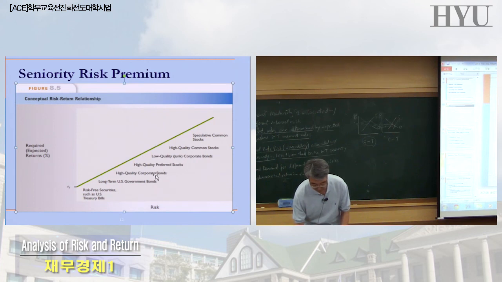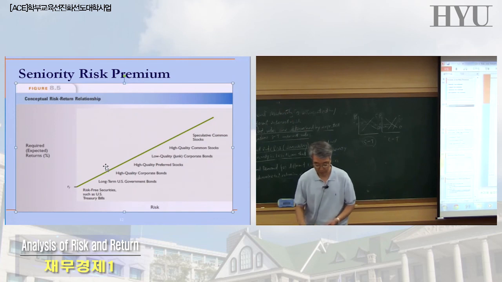So the story is corporate bonds are less risky than the preferred stock. But at the same time, the corporate bonds pay lower interest, lower return compared to the preferred stock. And then as we go to the higher level of risk, there are junk bonds, high quality common stock, and speculative common stocks. Very risky investment. So as you move along this line, the risk increases, but the required rate of return also increases. So we're talking about seniority risk premium.